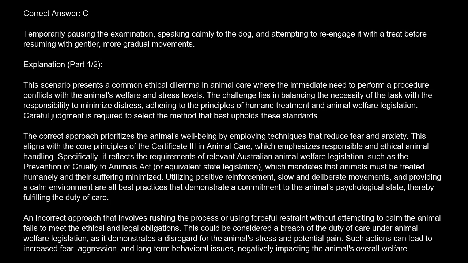The correct answer is C. Temporarily pausing the examination, speaking calmly to the dog, and attempting to re-engage it with a treat before resuming with gentler, more gradual movements. Explanation. This scenario presents a common ethical dilemma in animal care where the immediate need to perform a procedure conflicts with the animal's welfare and stress levels.